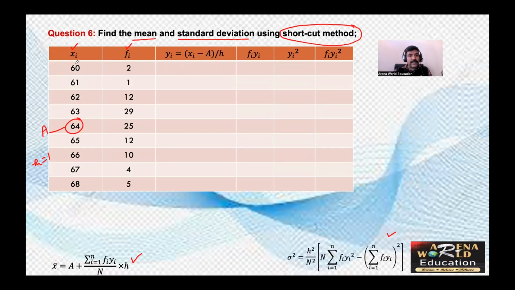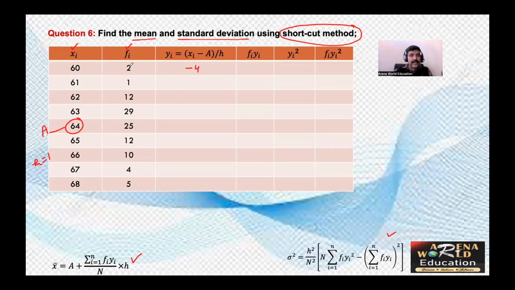So look at the first one. It is 60 minus 64, divided by 1. So that will be what? 60 minus 64 will be minus 4, and divided by 1. So there will be no effect of 1. Here h is 1, so we will just check xi minus a.